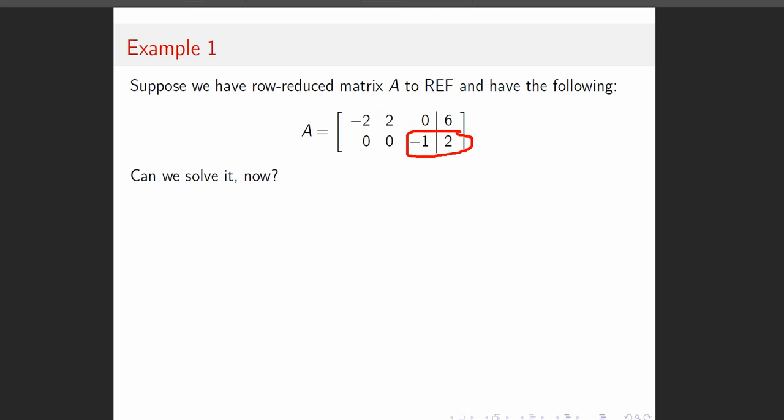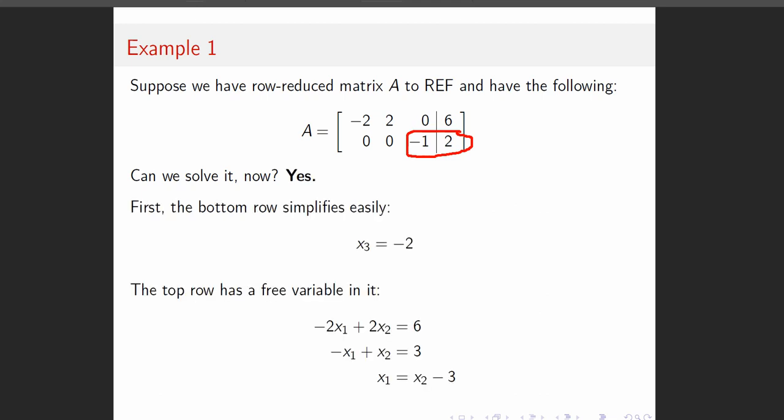Once we have the matrix reduced to REF, we can start at the bottom and work our way up with a process called back substitution. So that's what we're doing here. The bottom row tells us that negative x sub 3 equals 2, or x sub 3 equals negative 2. Now the top row has free variables in it.